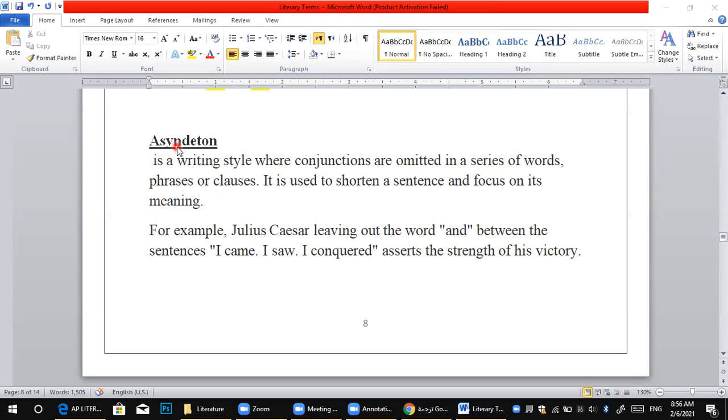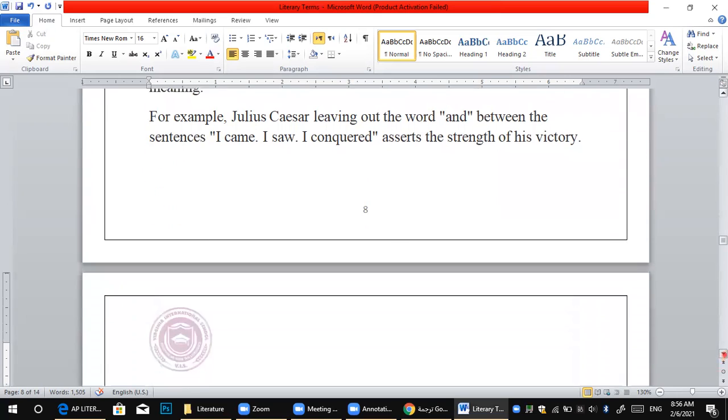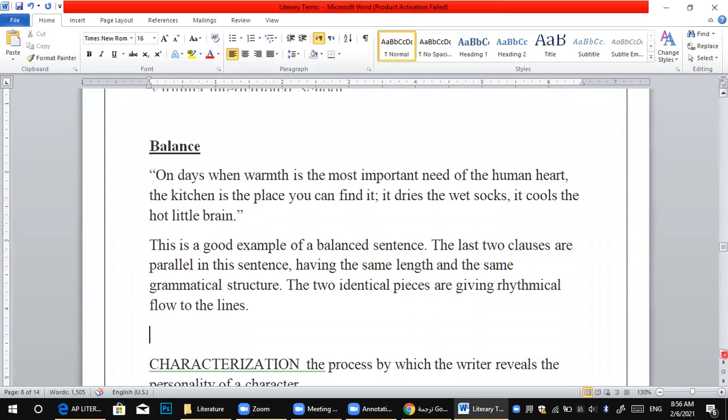After that, we have the next one. It's called balance. What does balance mean? Balance here means trying to make two sentences equal to each other. So, on days when warmth is the most important need of the human heart.